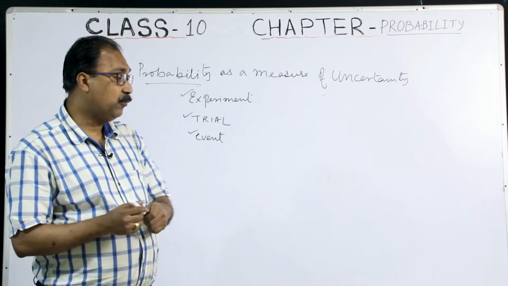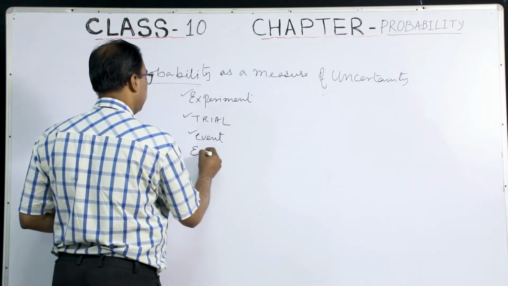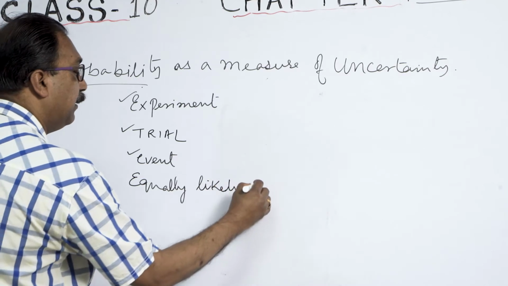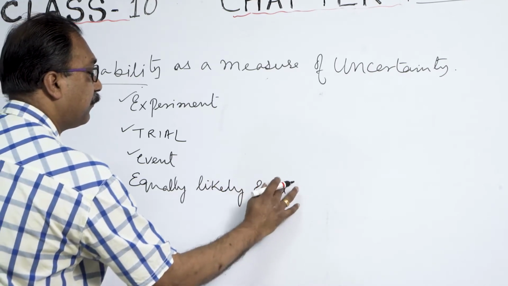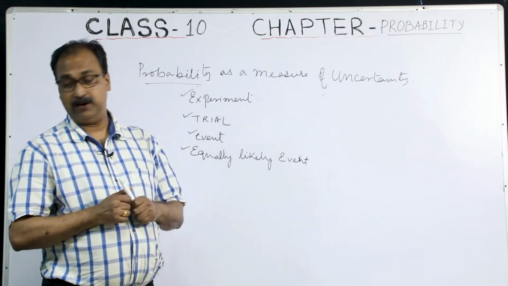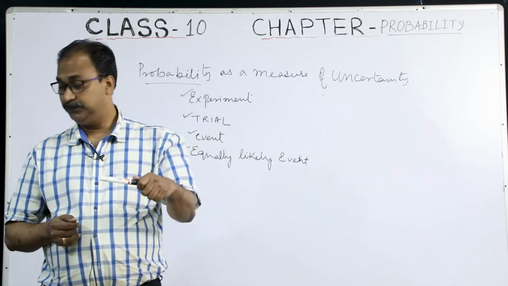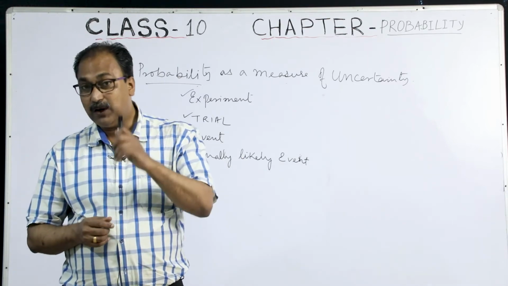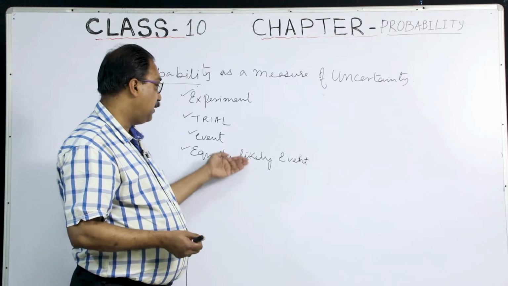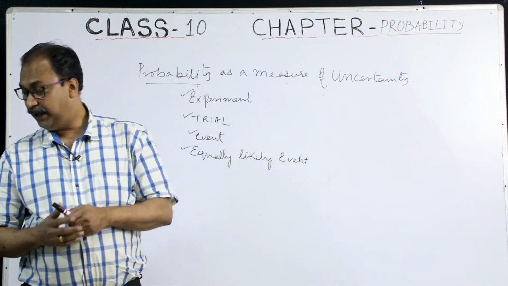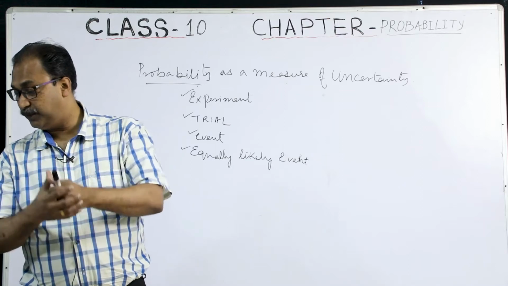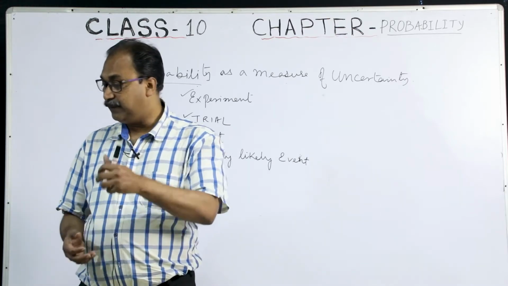Equally likely event, that one you have to learn. So: experiment, trial, event. Now, what is called an equally likely event? The outcomes of a trial, the result, is an event, is it not? We can say the outcomes of the experiment are called an event. Example, head or tail, which I gave you.